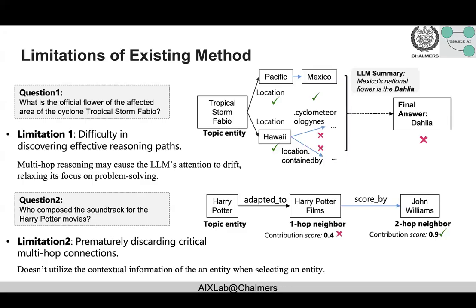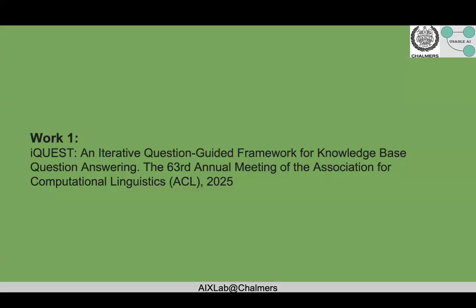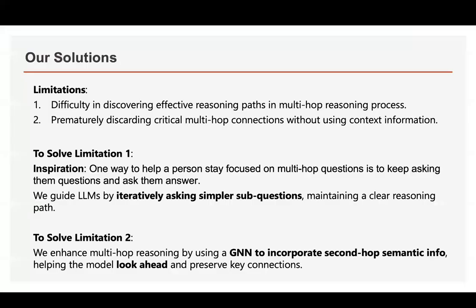And in my opinion, the existing methods don't utilize the contextual information of entities. For example, Harry Potter movies also include the context, which means the one-hop neighbor. Based on these considerations, I propose a method to solve this, and this method is published in ACL 2025.